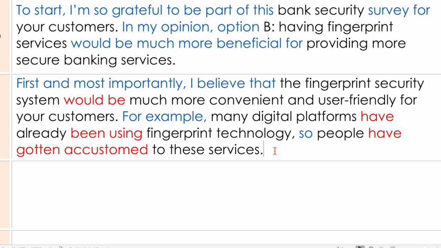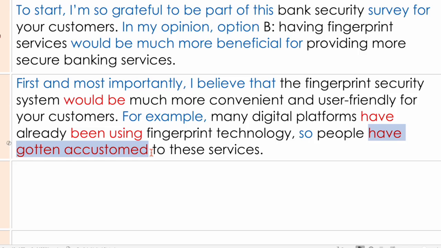For example, many digital platforms have already been using fingerprint technology. Okay, that's true. Your smartphone. So people have gotten accustomed to these services. So because people have already been using fingerprint security features, fingerprint technology, customers or people have already gotten accustomed, so they know how to use them well.